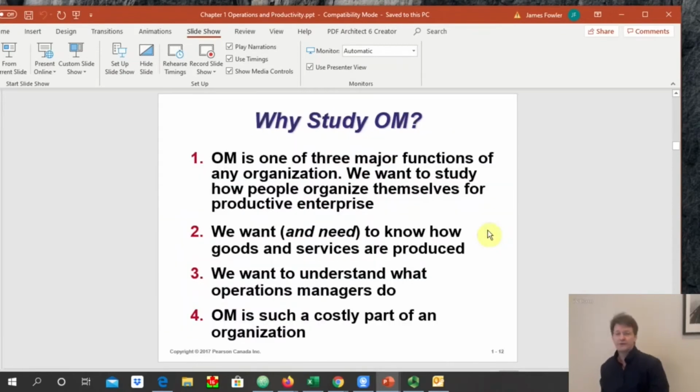Okay, so why study operations management? Well, it's one of the three major functions, as we just looked at, within an organization. And we want and need to know how goods and services are produced, and we want to understand what operations managers do, because operations management is such a costly part of an organization. It can be a very huge component of that. And we're going to take a look at some details.